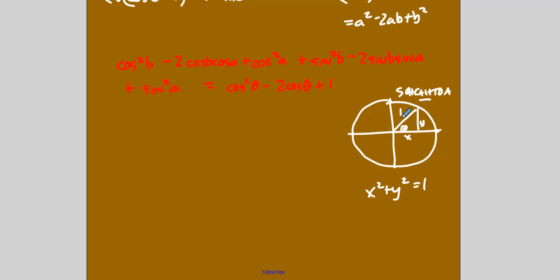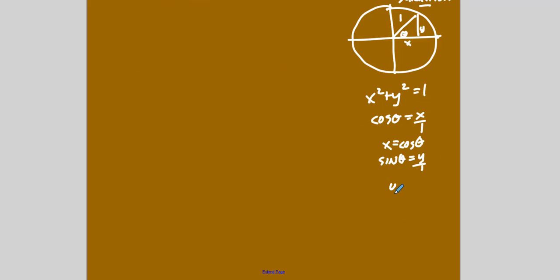Well, this is the opposite. That's the hypotenuse. That's got to be adjacent. So cosine of theta equals x over 1. Cross multiplying, you get x equals cosine theta. For sine is opposite over hypotenuse, so you have sine theta equals y over 1. Using cross multiplication, you get y equals sine theta.